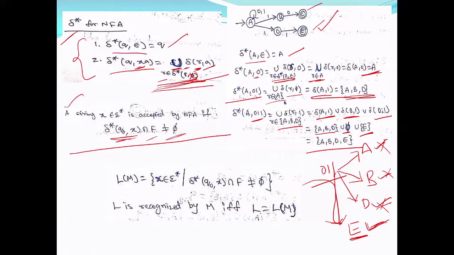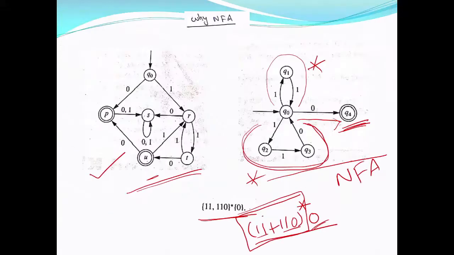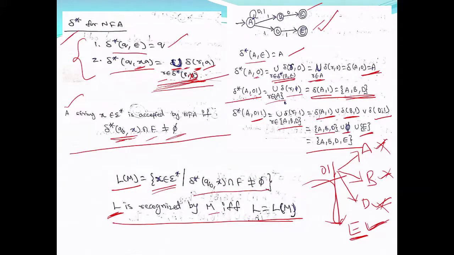Just like DFA, for NFA, the language accepted by NFA is the set of all such strings for which your NFA will end in one of the final states. And if there is a language L, then we say that L is recognized by NFA M, or L is accepted by M, if and only if L equals L of M. That means any string from L should be accepted by this. Right? That is all about NFA.